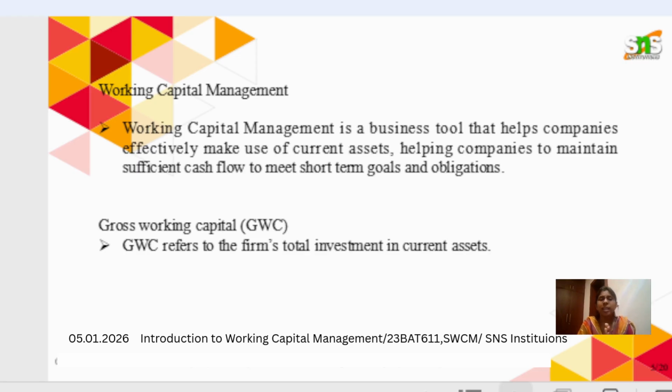Working capital management is actually a tool. We can call it a business tool that helps companies effectively make use of their current assets. How far the company makes use of the current assets helps it maintain a sufficient flow of cash to meet short-term goals and obligations. So how far our current assets are helpful, and how far they make it possible to maintain a sufficient flow of cash to meet short-term goals as well as short-term obligations.